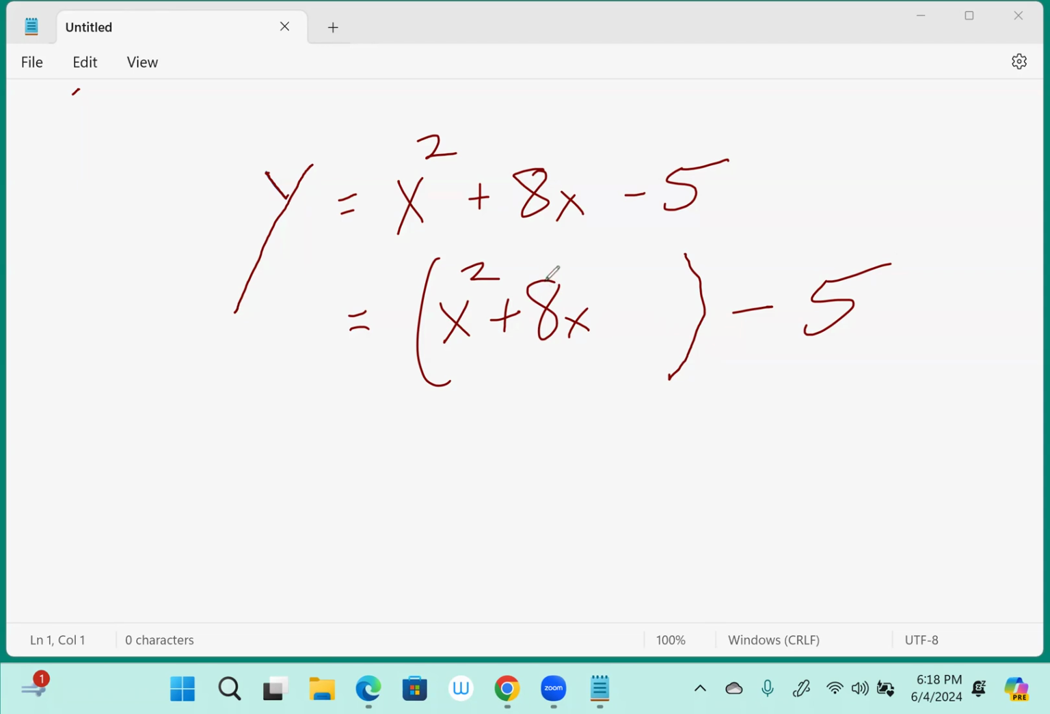And what do you do to this? Don't you make it negative? You take half of it and then square. Yep.